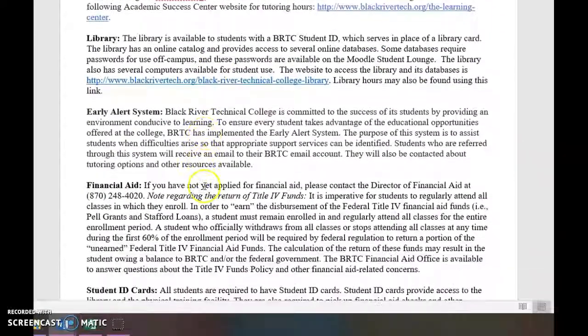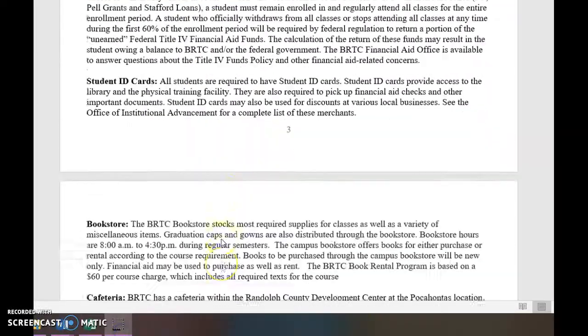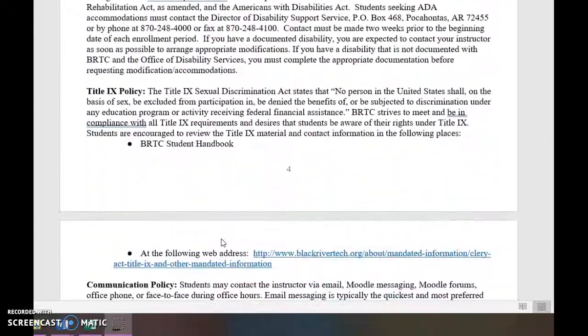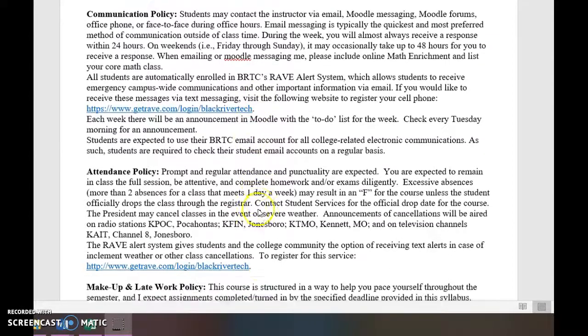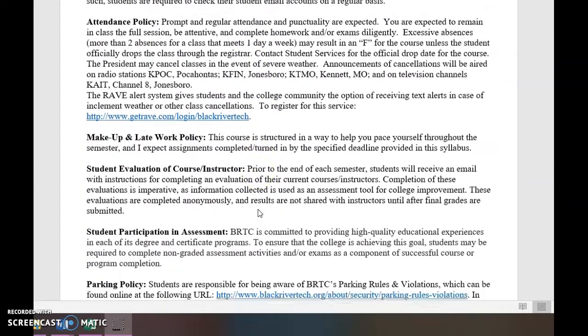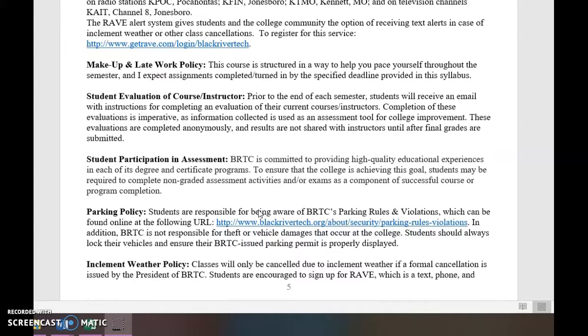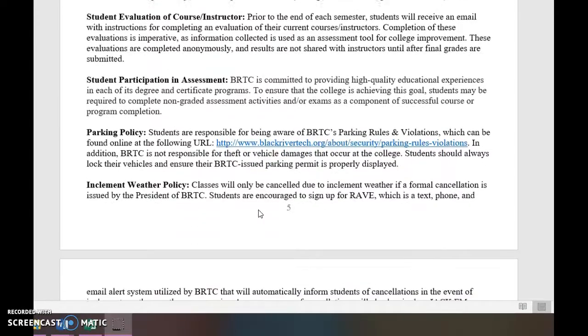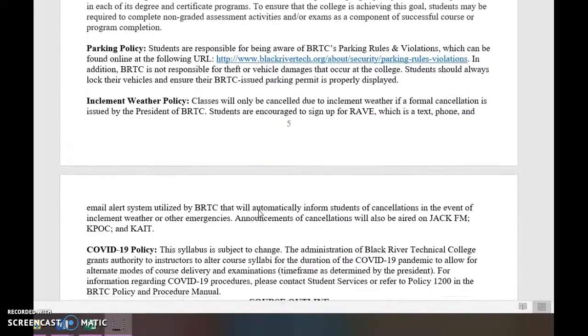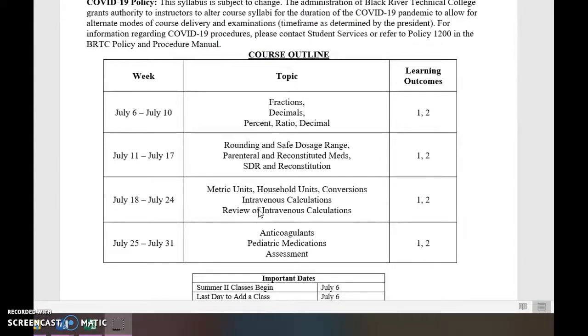The rest of this, I don't think you're going to need. I mean, it's all the same in every syllabus. Communication policy, attendance policy, it's all the same as what the other one is. Makeup and late work, there is none. This class moves way too quickly for me to be letting you make stuff up. All right, so get it done the first time.